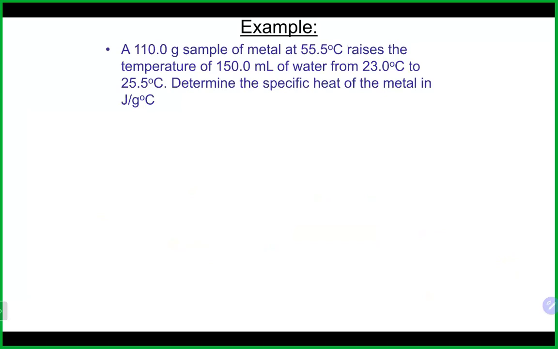All right, so why don't you try one here and see what you come up with. We have a 110 gram sample of a metal at 55.5 degrees Celsius. It raises the temperature of 150 milliliters of water from 23 to 25.5. What is the specific heat of the metal in joules per gram per degree Celsius? So take a few moments there, see what you come up with here.